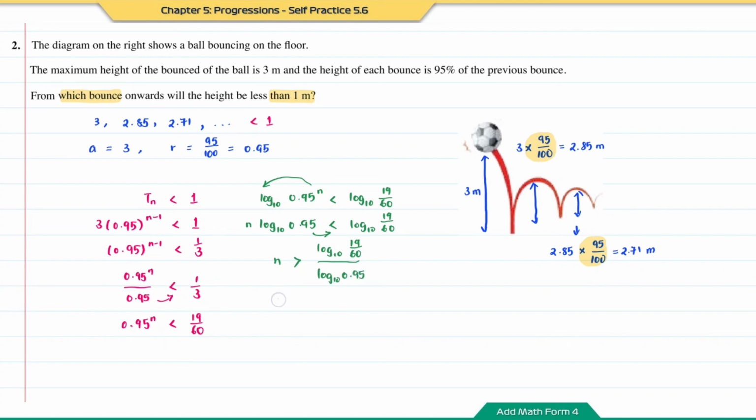Solve this, you will find that n is greater than 22.41. n is representing the number of bounces, so it has to be an integer. Therefore, the nearest one will be 23. Therefore, n will equal 23. So from the 23rd bounce onwards, the height of the bounces will be less than 1 meter.